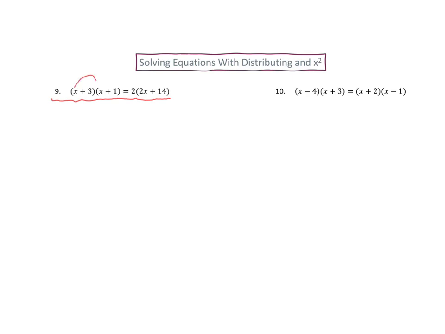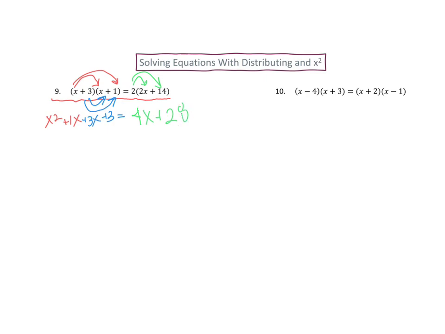X times x and also x times 1. And then 3 times x and 3 times 1. So, x times x is x squared. X times 1 is plus 1x. 3 times x is plus 3x. 3 times 1 is plus 3. And it equals 2 times 2x and 2 times 14. 2 times 2x is 4x, and 2 times 14 is 28.